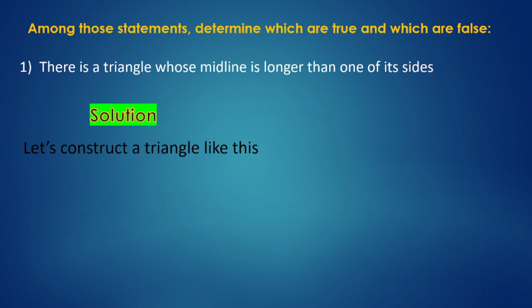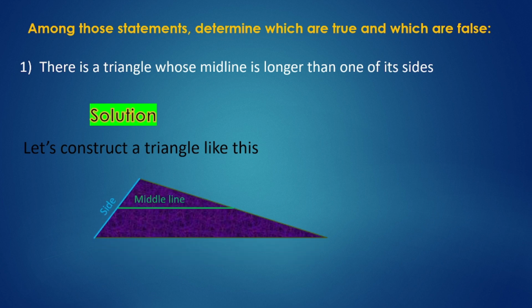I took such a triangle. I will draw a midline with green color and take some side, it doesn't say which one, with blue color. What do we see? What do our eyes see? That the green line is longer than the blue one. So the answer is yes.